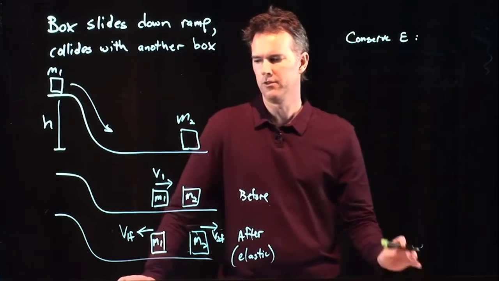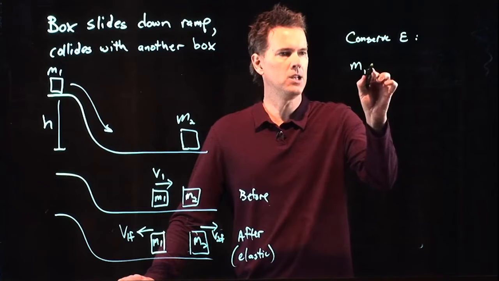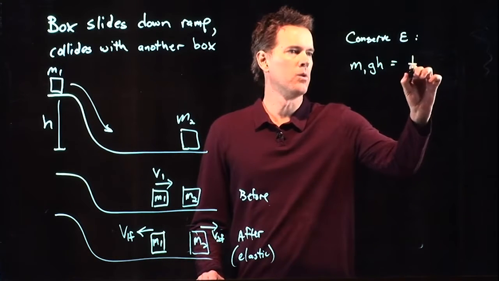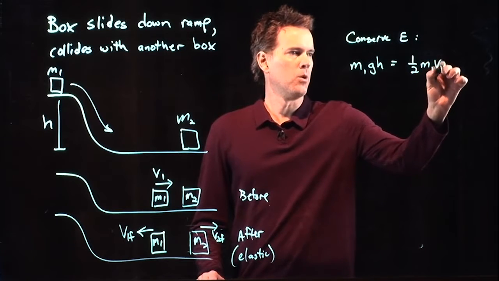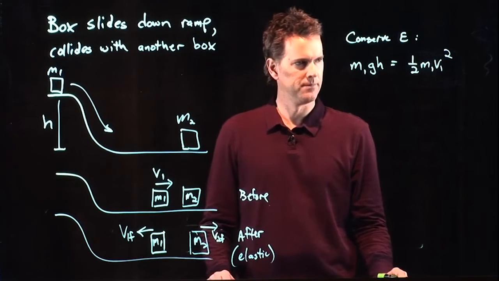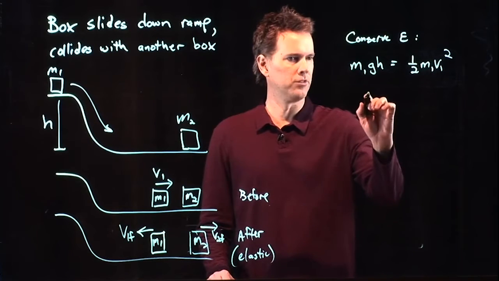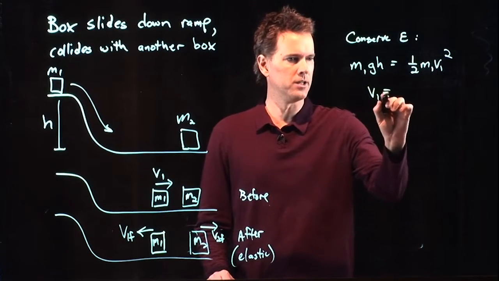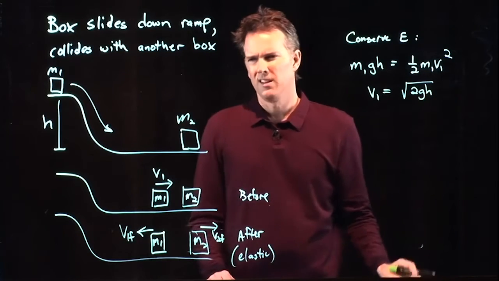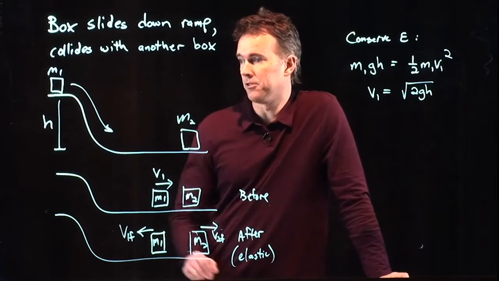And to conserve energy, we have mgh initially. We have 1/2 m1 v1 squared right before the collision. All right, and as we saw before, we can solve this for v1. v1 is just the square root 2gh. Now that in itself is kind of an interesting answer, right?